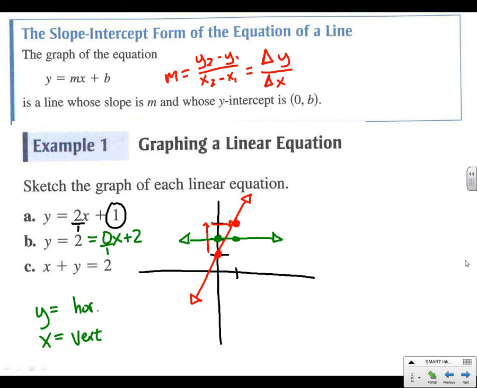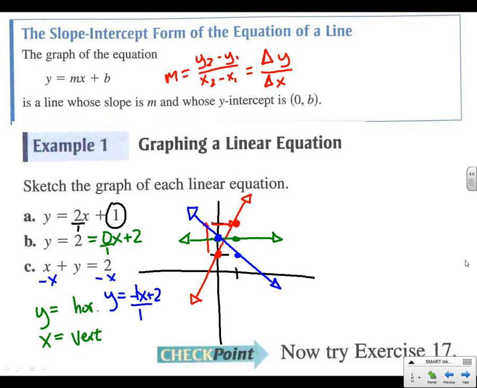Last one here, let's do this in blue. You want to get y by itself, so minus the x: y equals negative x plus 2. My y-intercept again is 2, but in this case, I'm going to go down 1 and right 1. So down 1, right 1, and here we are. Negative slope, we're going down. So 3 different options there. See if you can do it on your own with exercise 17.